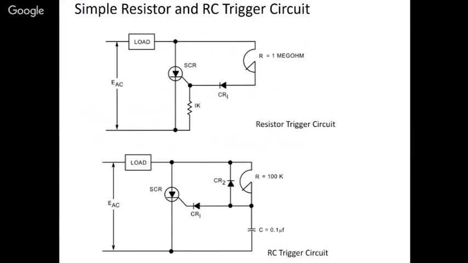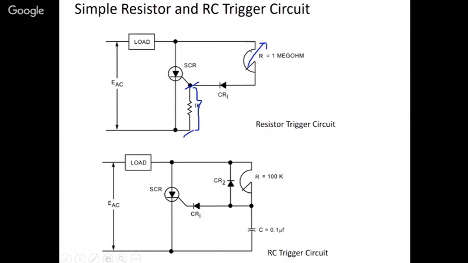Here you can see a simple R and an RC triggering circuit. In this circuit, there is a variable resistor. You go on varying this resistance in order to achieve the triggering voltage here. Whenever the required voltage for firing the SCR is reached, the SCR will get fired. One main thing to see in this case is that when the thyristor is fired and this resistance is somewhat in short condition, then there may be a short.